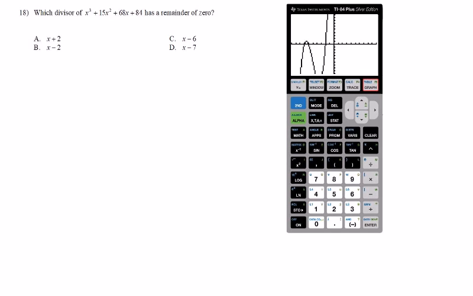All right, everybody, here's number 18 from our EOC practice. This is a question that potentially could come up. What I did is kind of a hack. One way to do this is you can do polynomial long division.